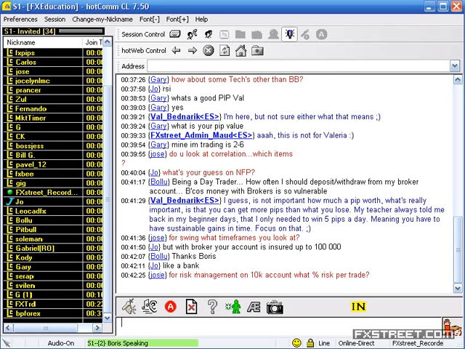For swing, what time frames do I look at? Mainly the daily time frame for swings. On a daily basis, I look at the hourly time frames, right?